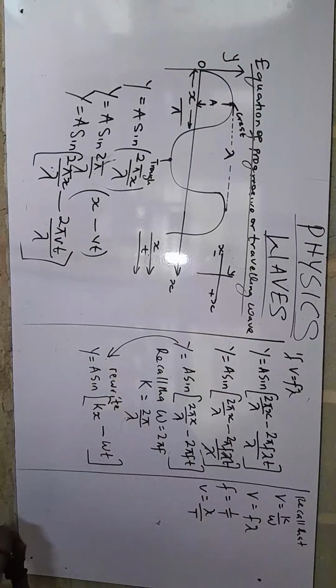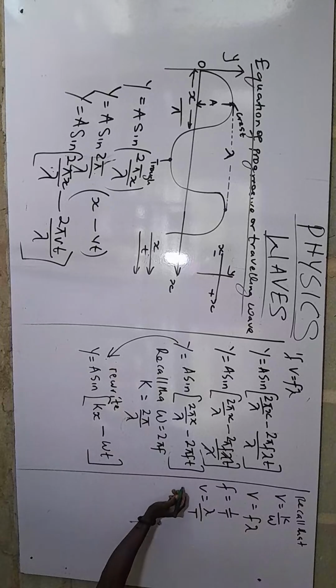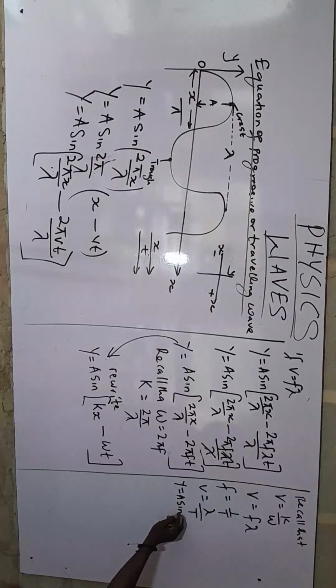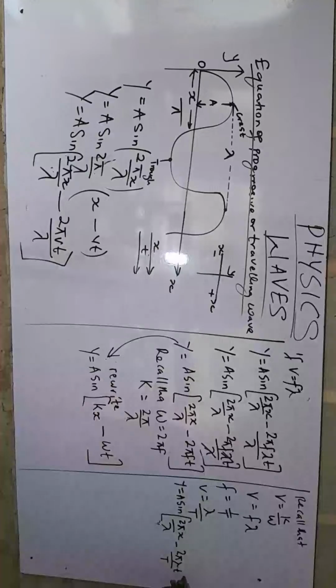The equation that we have there can also be rewritten in the form y equals a sine, into brackets, 2 pi x over lambda, can also be rewritten in the form of 2 pi, followed by our v, which will now be lambda over T, followed by what? The small t in this place. That is another way to write the equation that we have there.